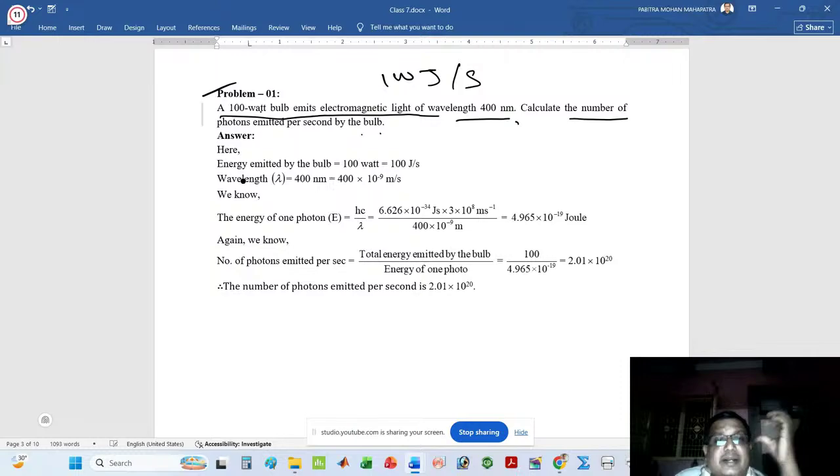So here I can write energy emitted by the bulb, that is 100 watt, is equal to 100 joule per second. Here lambda is given, that is 400 nm. So I can write wavelength lambda is equal to 400 nm. Now we can convert this value into meter.